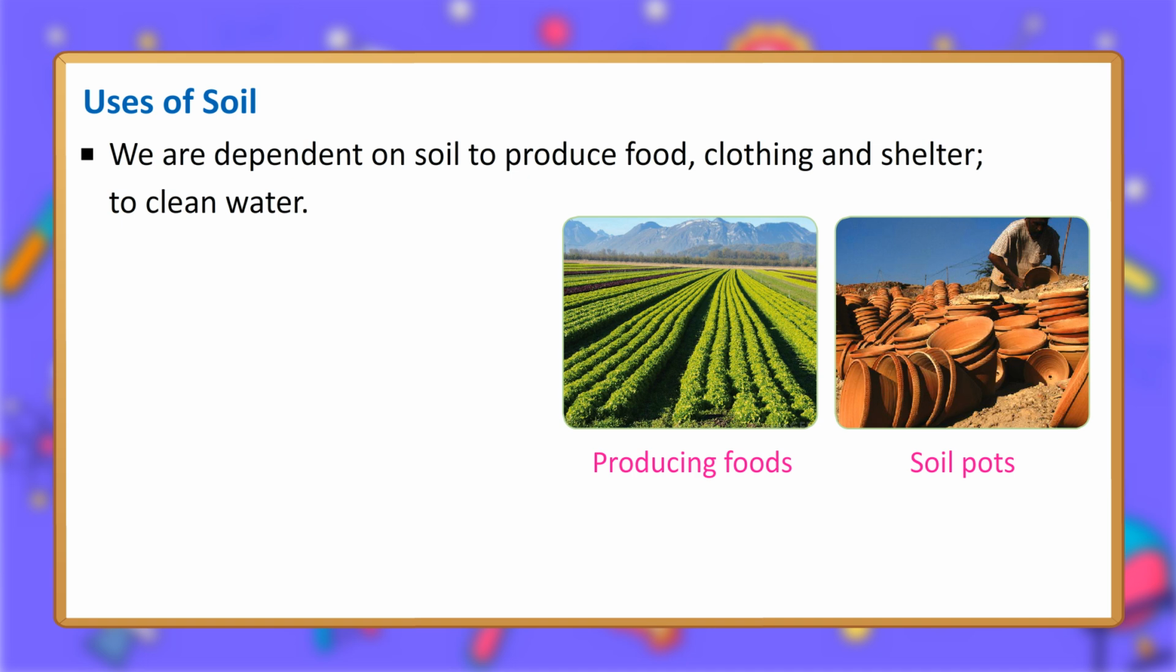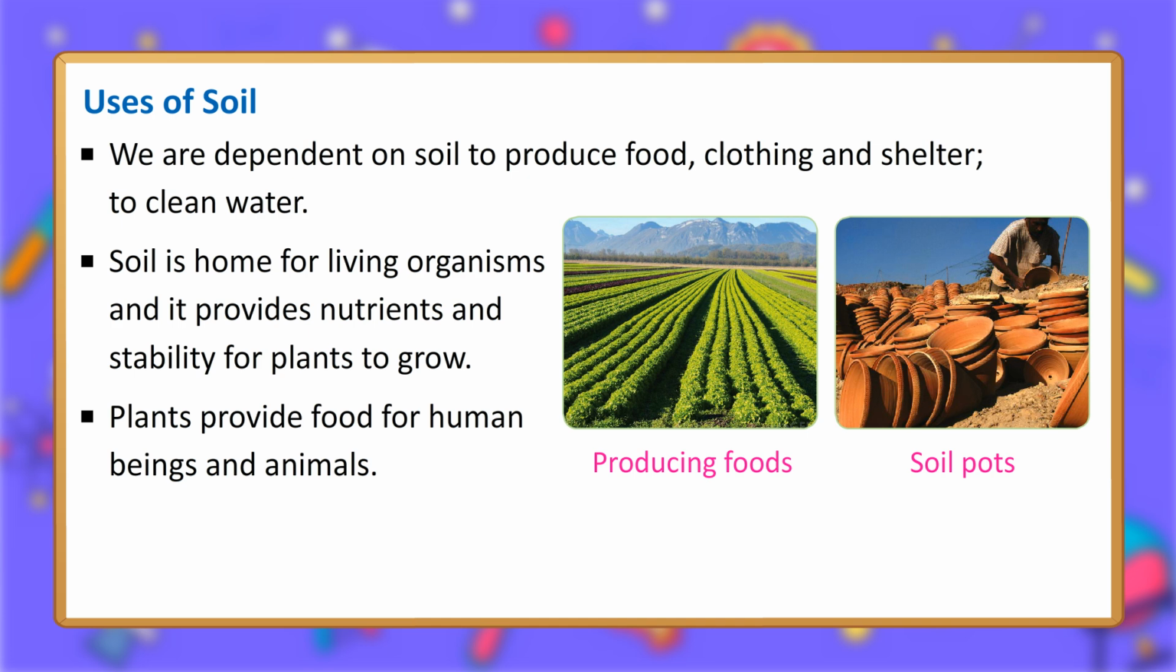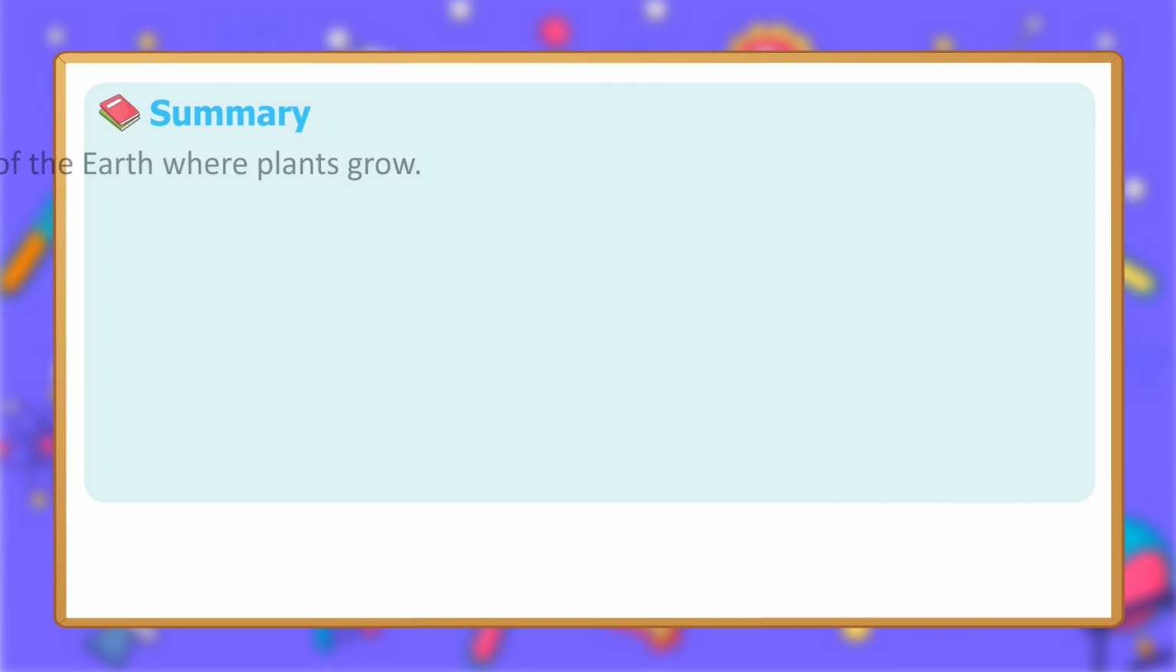Uses of soil. We are dependent on soil to produce food, clothing and shelter, and to clean water. Soil is home for living organisms and it provides nutrients and stability for plants to grow. Plants provide food for human beings and animals. Soil is used to make pots, utensils and toys. Producing food. Soil pots.